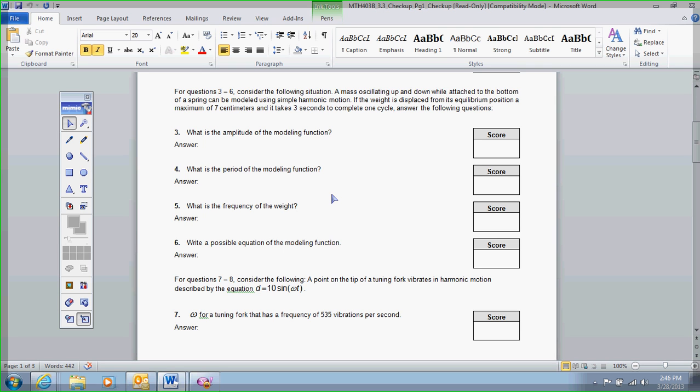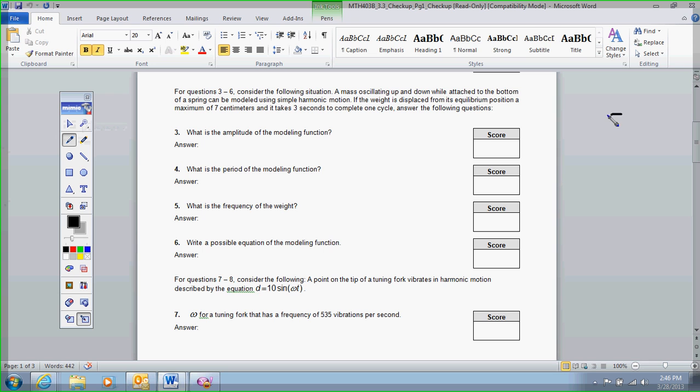A mass oscillating up and down while attached to the bottom of a spring can be modeled using simple harmonic motion. If the weight is displaced from its equilibrium position a maximum of 7 centimeters and it takes 3 seconds to complete one cycle, answer the following questions. Well, let's kind of think about this a second.